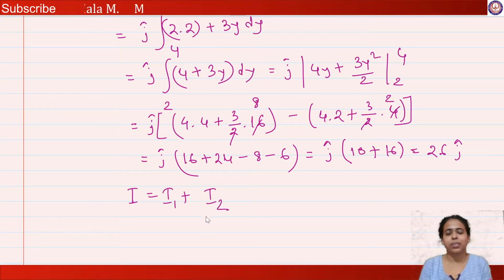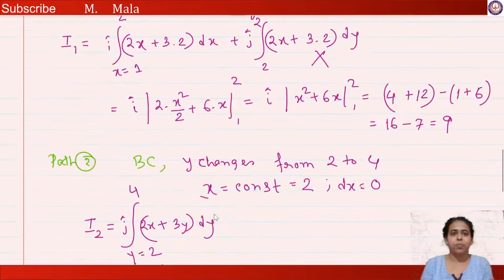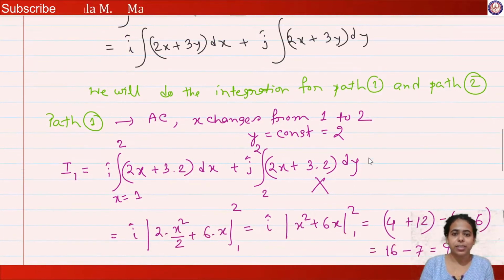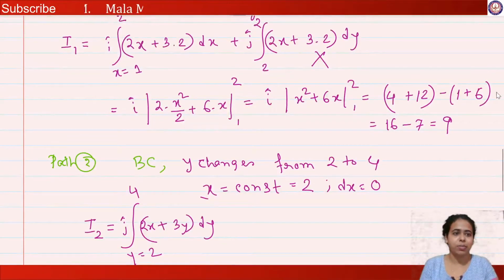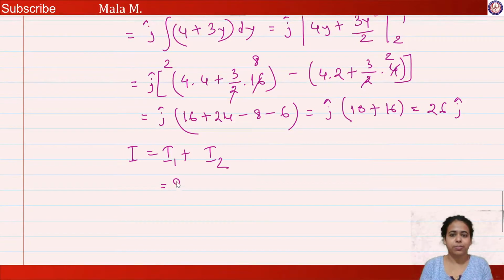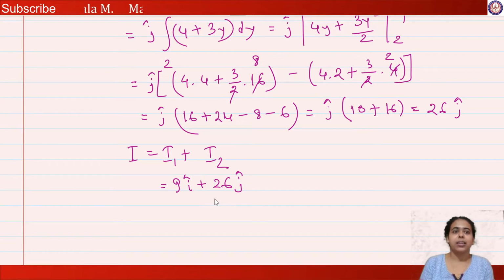So our final integration is nothing but I1 plus I2. That means path 1 from A to C and path 2 from C to B. So it will be 9 i cap plus 26 j cap. This is for a function in a two-coordinate system. This will be the integration in 2 dimensions. Similarly, in 3 dimensions, we have to choose our paths and find out the line integration.